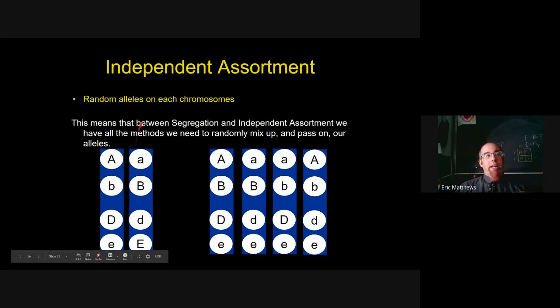And the answer here is this idea of independent assortment. And basically what it means is that when a male body makes sperm cells, what it's going to do is pick one of these two A's, and then one of these two B's, and then one of these two D's and E's. But it doesn't need to pick the same letters on the same chromosome. So for instance, this first sperm cell right here might take the capital A and then the capital B and then the capital D and then the lowercase e. So it just swapped one out.